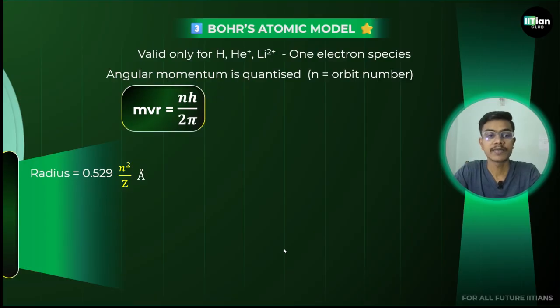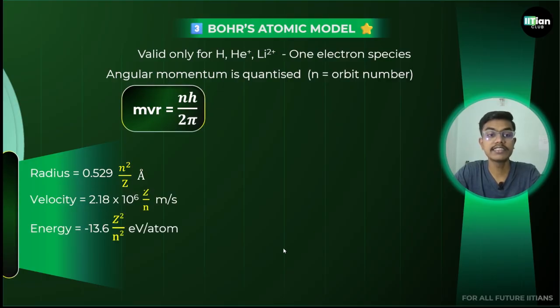And there are various relations which you have to know in this. First is radius. Radius is directly proportional to n square by Z. Velocity is directly proportional to Z by n. Energy of an electron revolving in an orbit is directly proportional to Z square by n square. And there is a relation between total energy, kinetic energy and potential energy. Total energy is equal to minus of kinetic energy, which is equal to half of the potential energy. Over here, Z is the atomic number, n is the orbit number. With these, many JEE Main questions have been asked, so make sure you note this and move ahead.